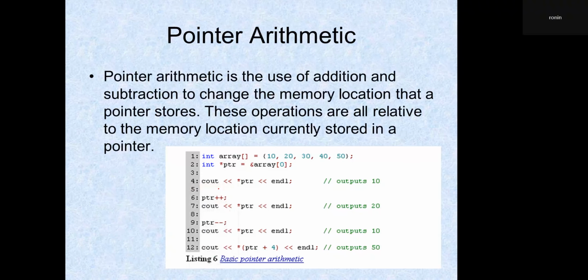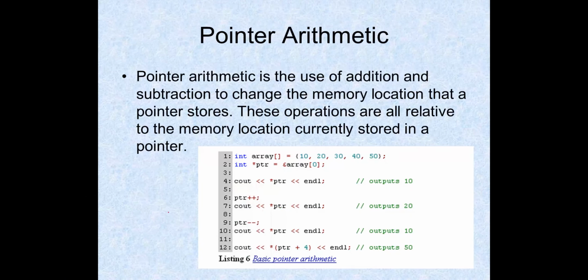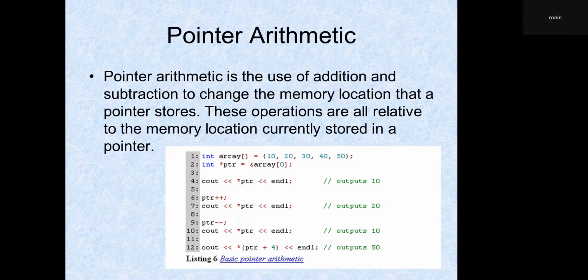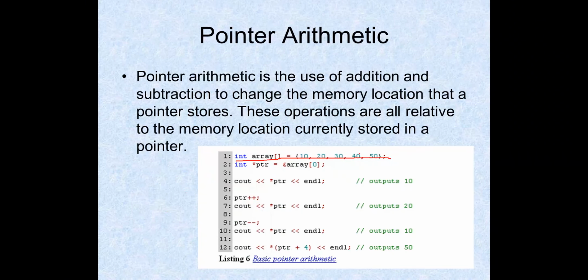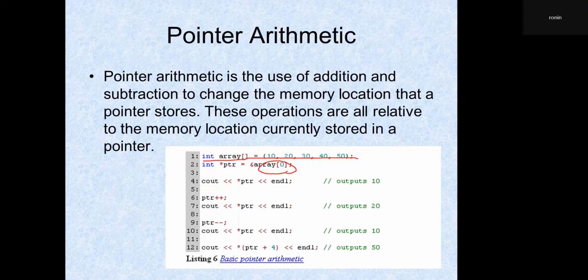Pointer arithmetic is the use of addition and subtraction to change the memory location that a pointer stores. These operations are all relative to the memory location currently stored in the pointer. Look, in this example, there is an int array. Then we get the array zero address and assign this address to the PTR. We know this is an array. An array is stored in a continuous memory space.